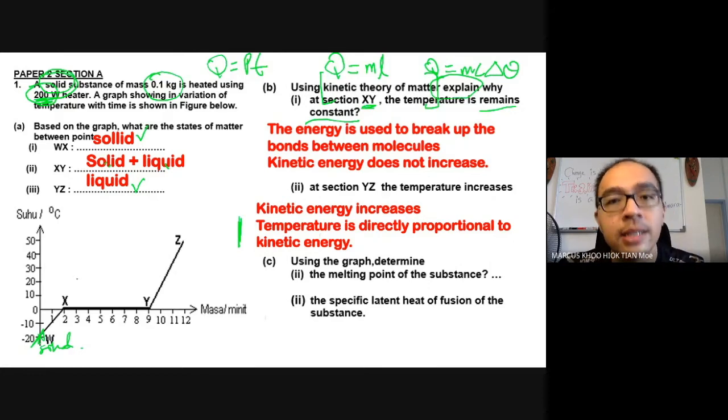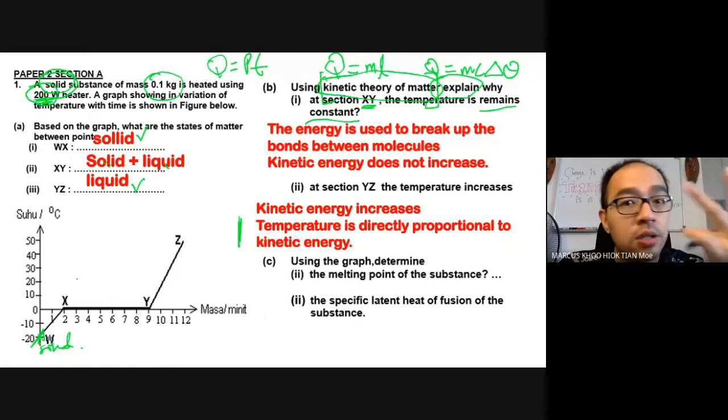But the main thing is this: when we talk about kinetic theory of matter, we must be able to explain what the heat is used for, what the energy is used for. It's either to increase the kinetic energy or to break up the bonds between the molecules. Either one of these two.